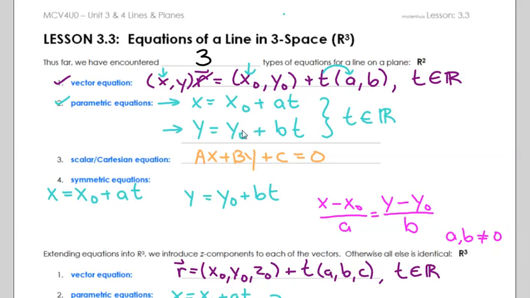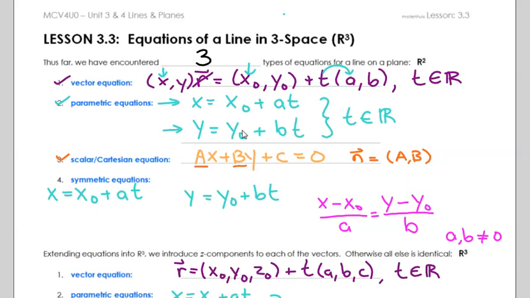The third equation is your scalar Cartesian equation, and that is the only one out of the three, I should say, that shows you what your normal is. And so the normal vector in this case is your a, b, and that's a perpendicular vector to your line.